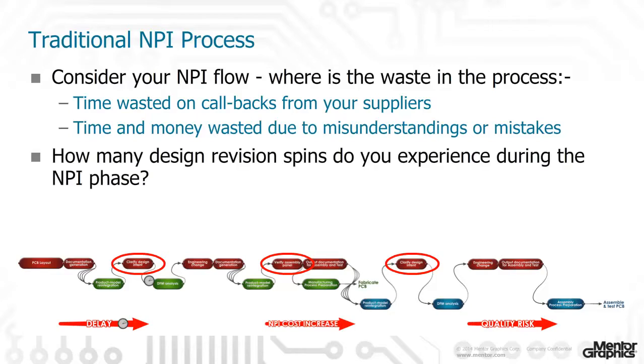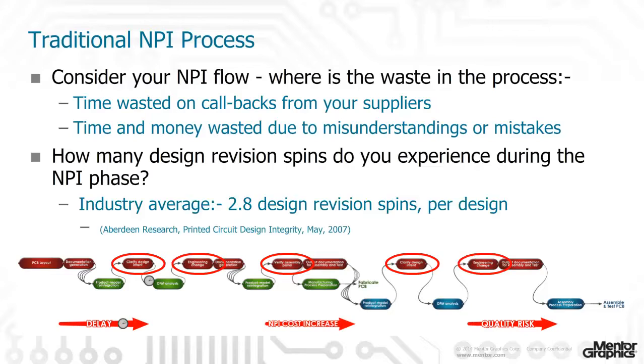How many design revision spins or engineering changes do you go through when your product is already handed off to a manufacturer? The industry average for companies who do not use DFM analysis at the design level when last surveyed was 2.8 revision spins per design.